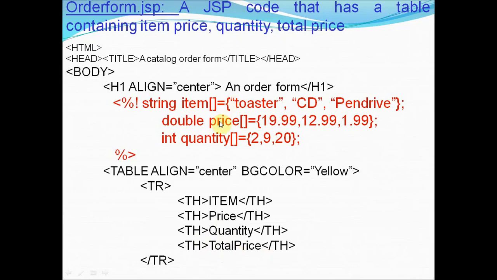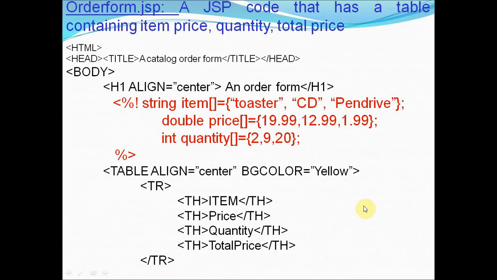So price multiplied by quantity means 19.99 multiplied by 2, so it will display the total price. So we will calculate the total price. So we have four headings: first heading, second heading, third heading, fourth heading. So this is the first row.